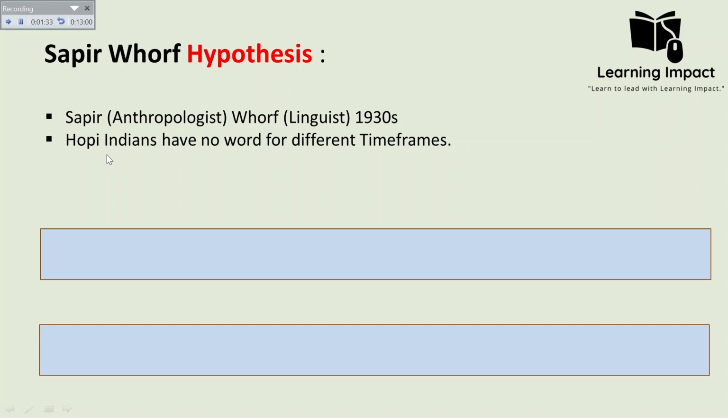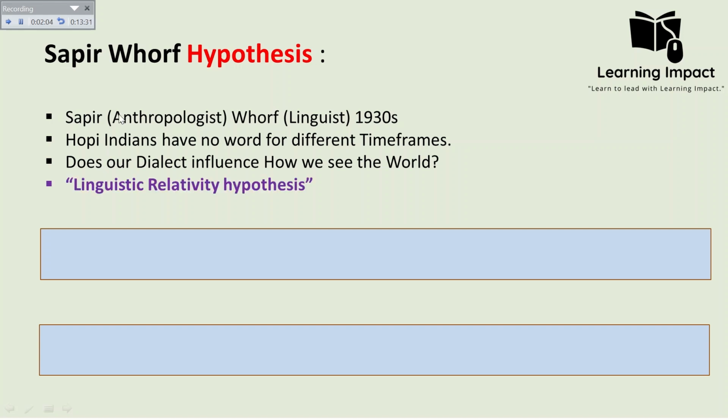When Sapir and Whorf first noted that the Hopi Indians don't have a word for different time frames, it suggested that the Hopi might view time differently compared to English speakers. Then Sapir and Whorf raised a question: does our dialect influence how we see the world? Does our language impact how we make sense of our surroundings? Yes, it does, and this was explained by the Sapir-Whorf hypothesis. It is also known as the Linguistic Relativity hypothesis. This was the brief biography of Sapir and Whorf.